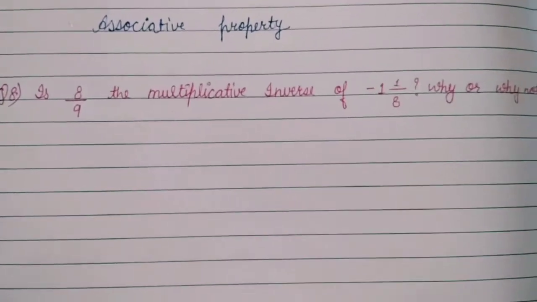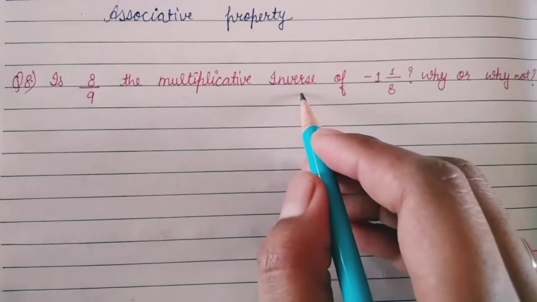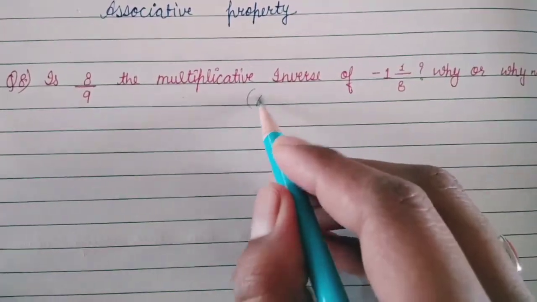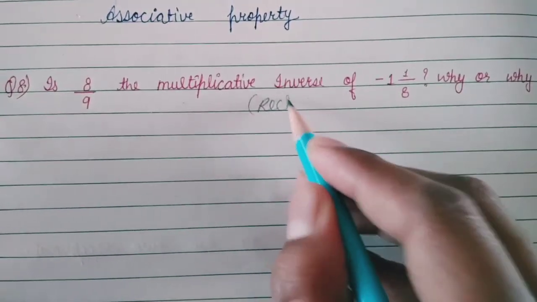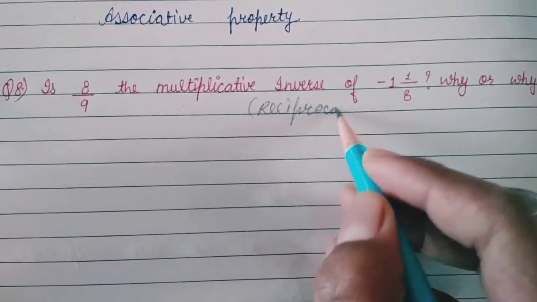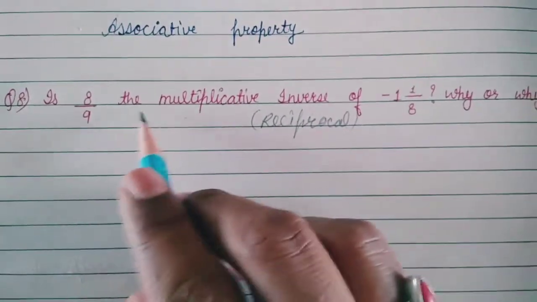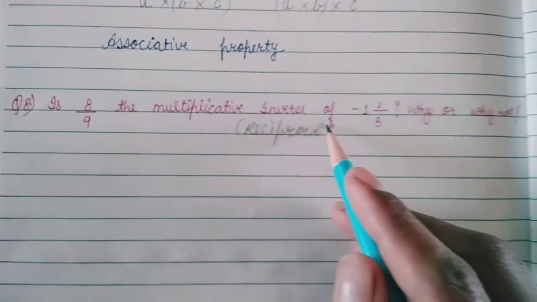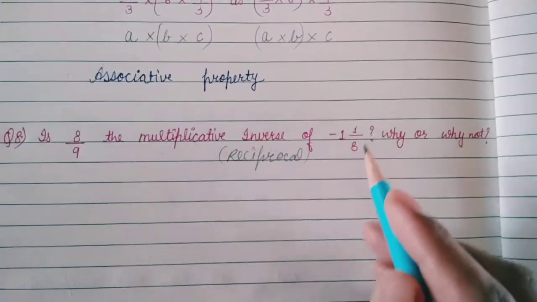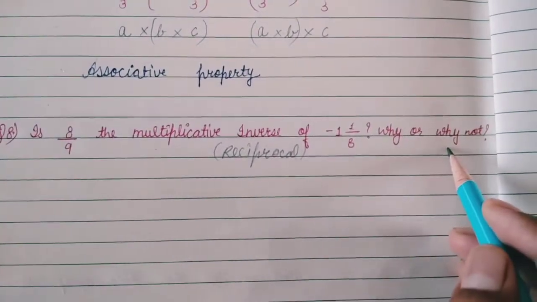Now question number 8 is: multiplicative inverse. Multiplicative inverse can also be known as reciprocal. Is 8 upon 9 the multiplicative inverse of minus 1 1 upon 8, why or why not?